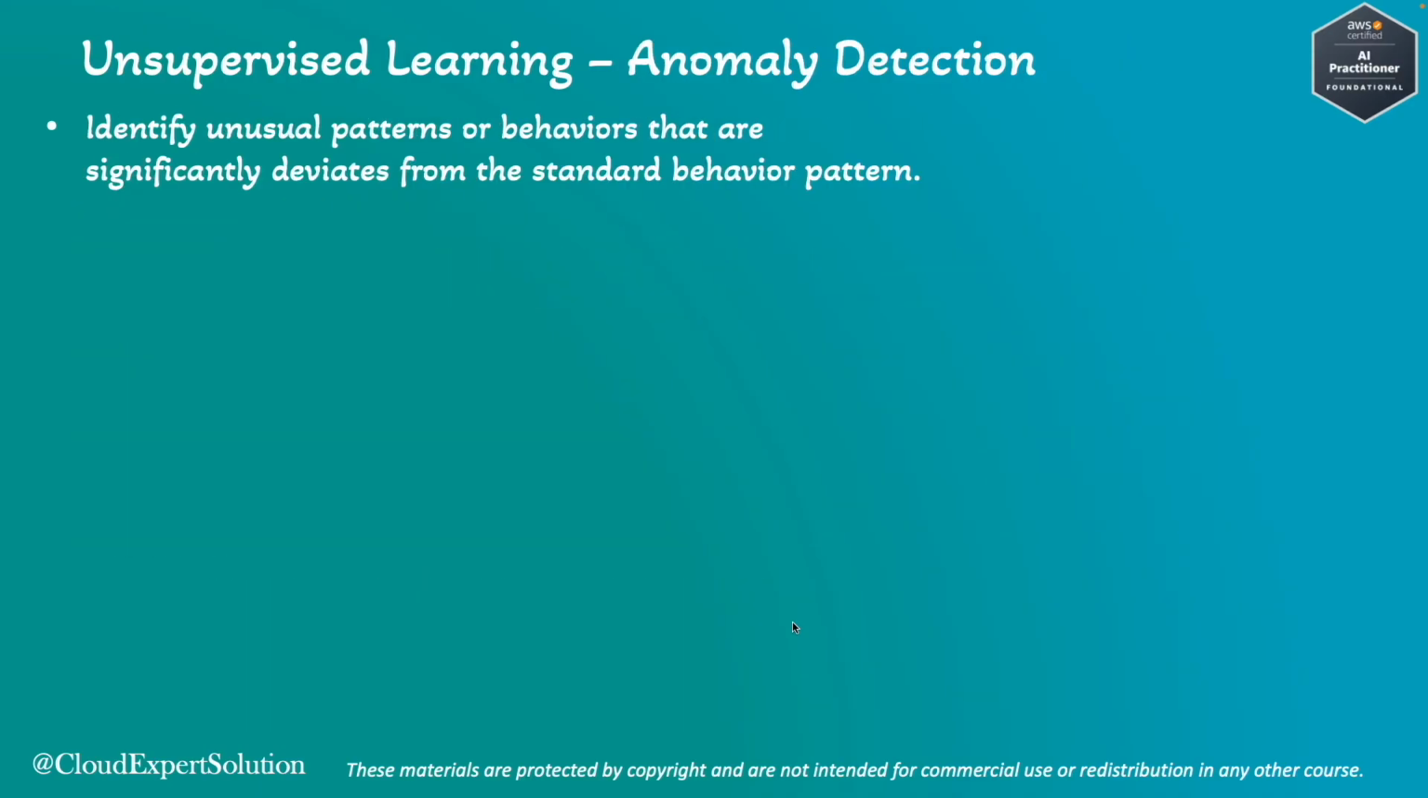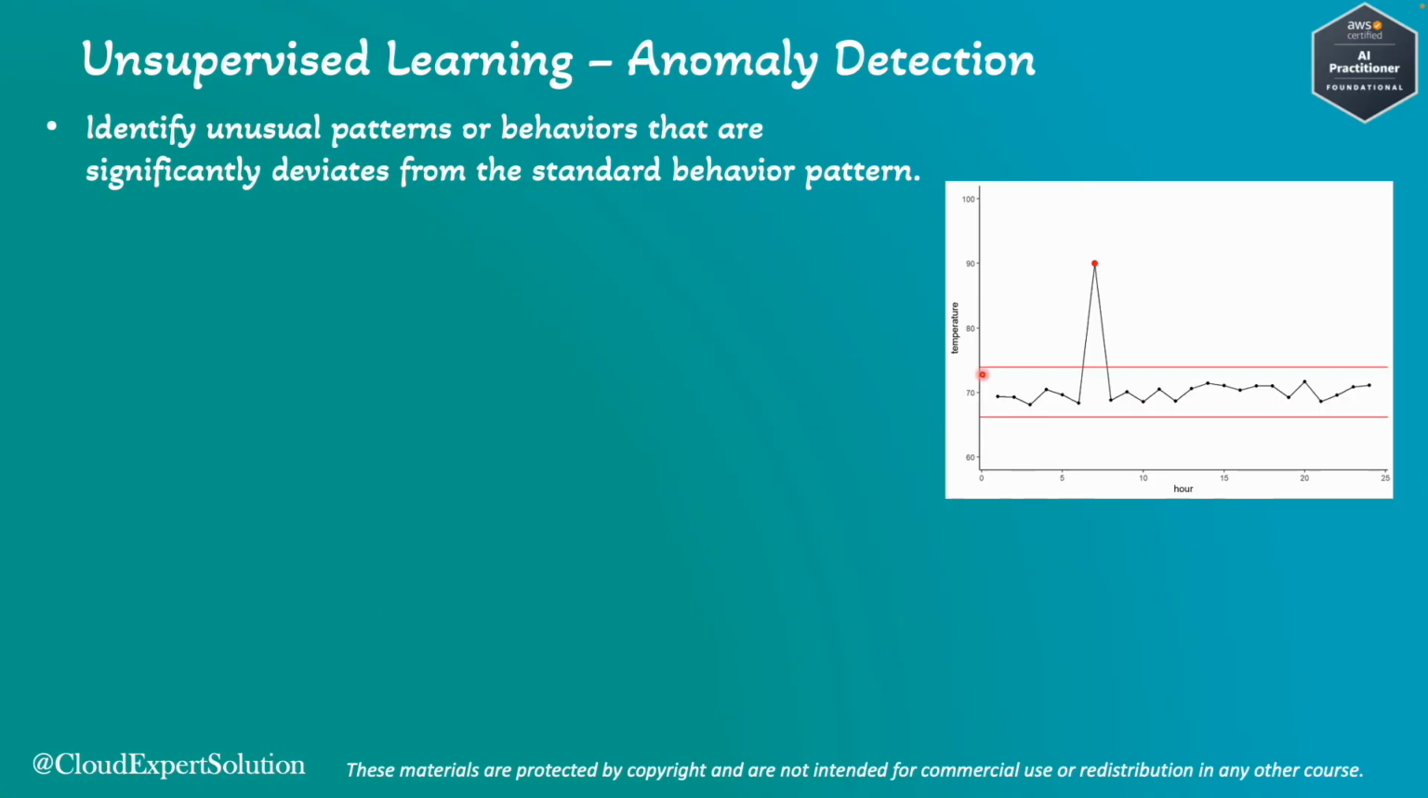The next unsupervised learning technique is anomaly detection. With anomaly detection, we try to identify unusual patterns or behaviors that deviate significantly from the standard behavioral pattern. If you see in this diagram, our data set, or our observations, mainly lie between these two lines. If we see any observation which is far away from the normal, then it is a potential anomaly.